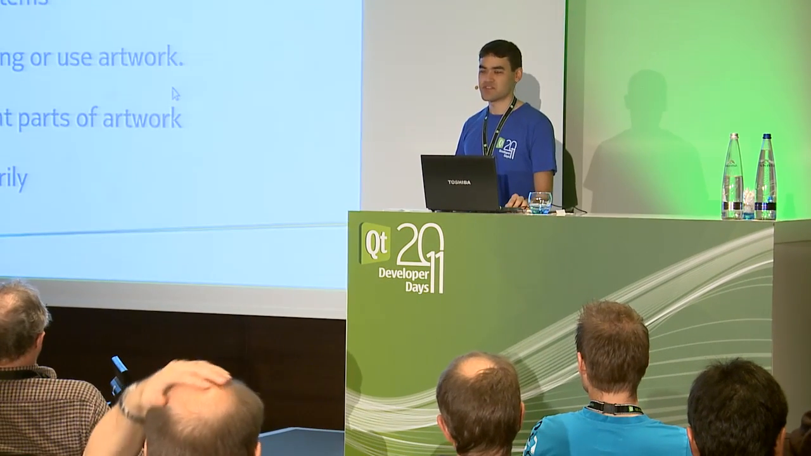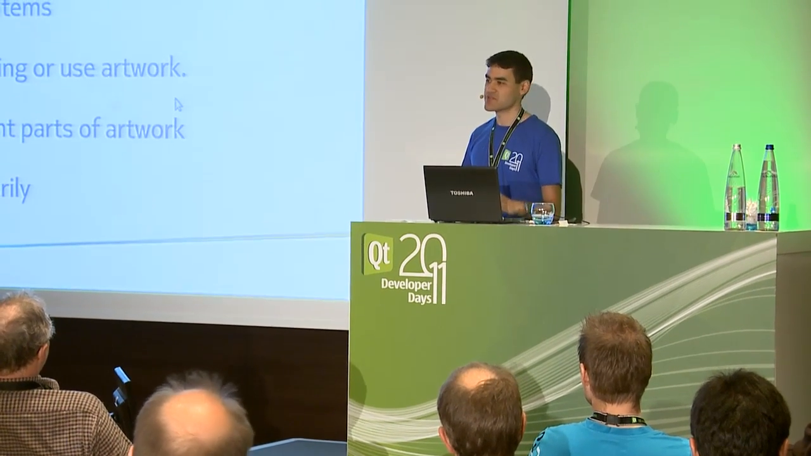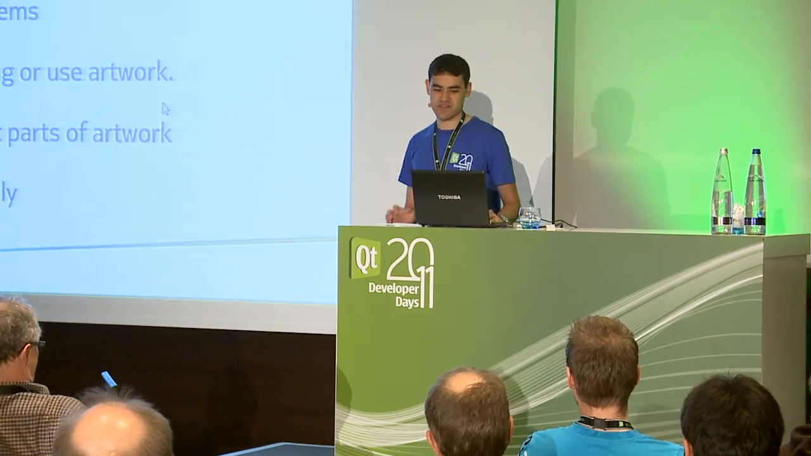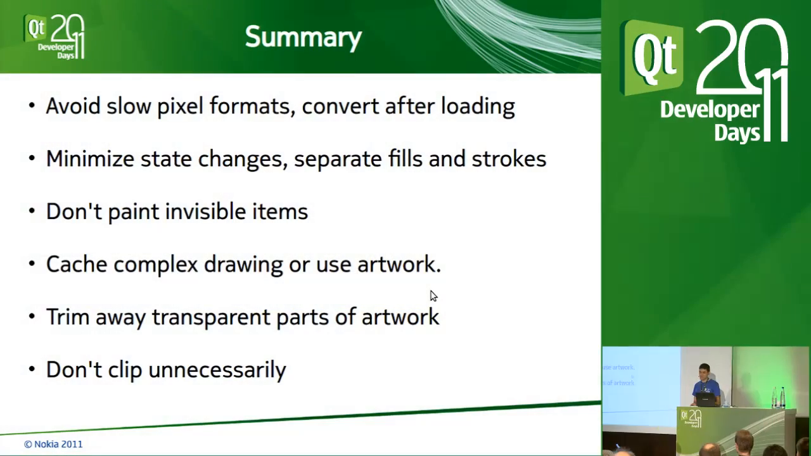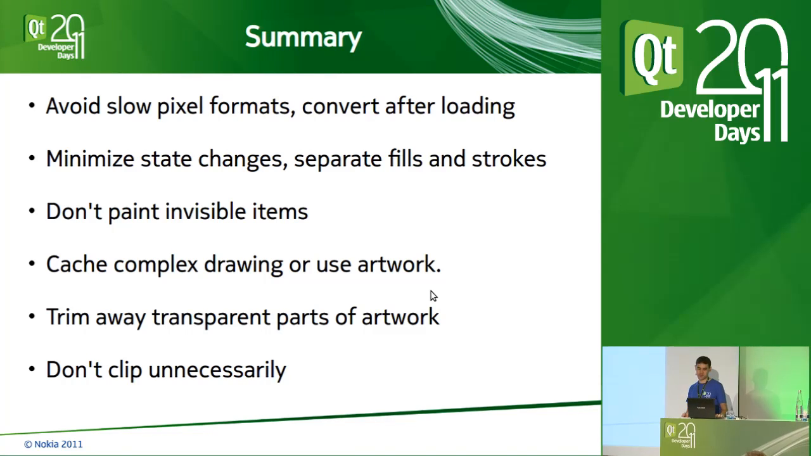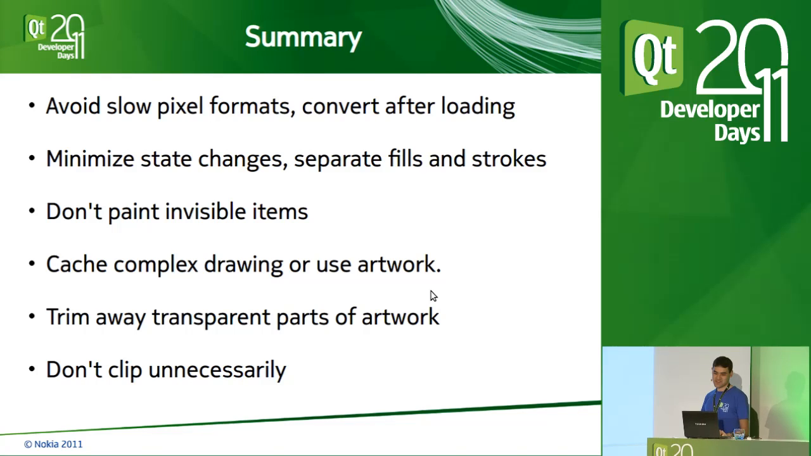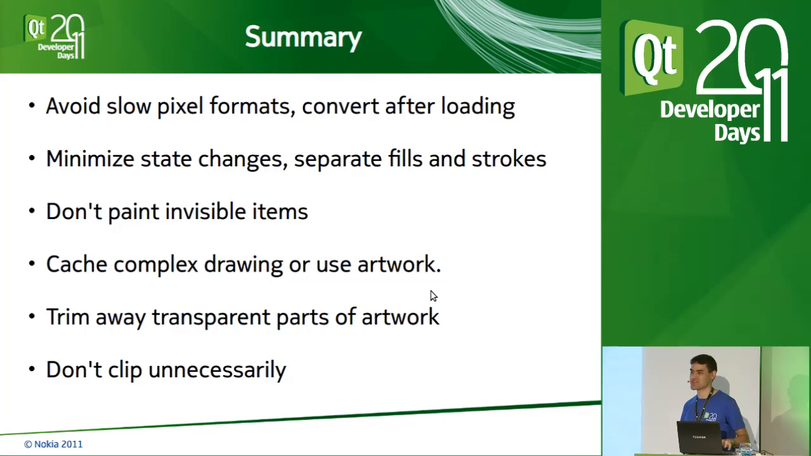You should minimize state changes, especially if you are using the OpenGL paint engine. Try to reorganize your code to minimize the state changes. And if necessary, you separate the fills and strokes. The next one is a bit obvious, but not always are people aware of this. Don't paint the invisible items. Especially with OpenGL, there is no culling happening on the paint engine side, so it is actually shipped all the way to the GPU.